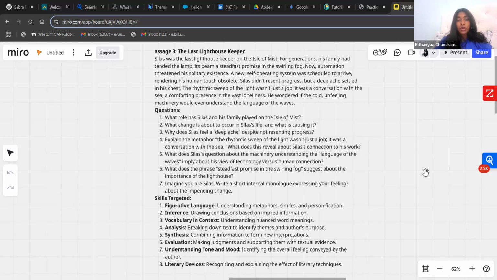The rhythmic sweep of the light wasn't just a job, it was a conversation. It was a conversation with the sea, a comforting presence in the vast loneliness. He wondered if the cold, unfeeling machinery would ever understand the language of the waves.